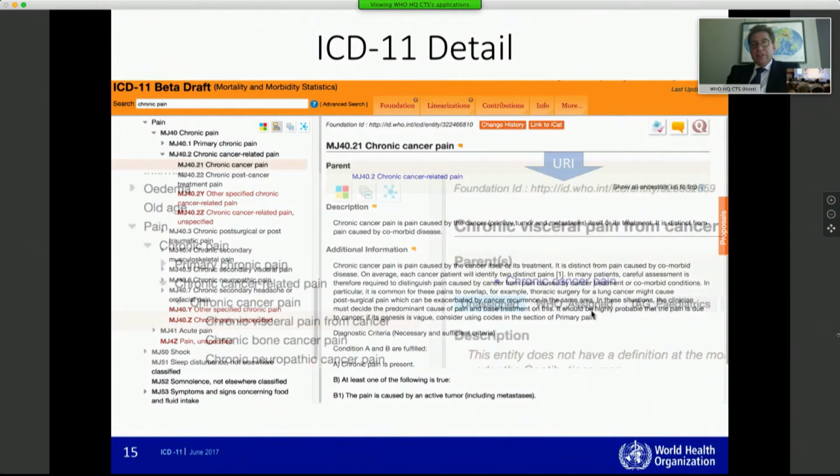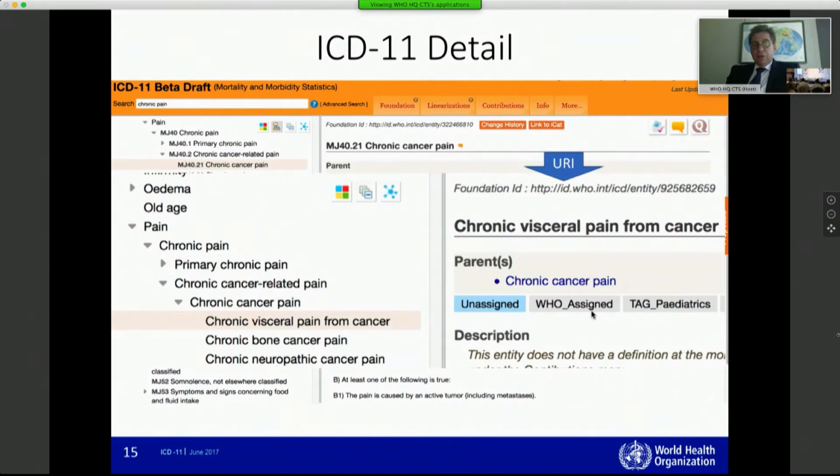And if we, for example, look at this in detail, you see here the chronic cancer pain, that's where the classification ends. But the chronic cancer pain has things like the roots that go down to chronic visceral pain from cancer. And so it can be addressed either with an individual code in the specialty version, and then there would be a digit added. So currently the code ends at MJ40.21, and in the specialty version one can consider adding one code.